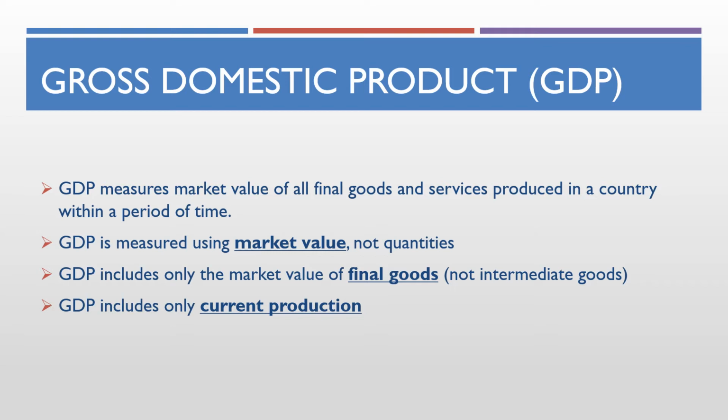GDP includes only the market value of final goods, not intermediate goods. By final good, we mean the good that we actually purchase and use. Intermediate goods are goods that we purchase but turn into a different form of goods to resell. Therefore, intermediate goods usually refer to production inputs. GDP includes only current production, but not other periods.